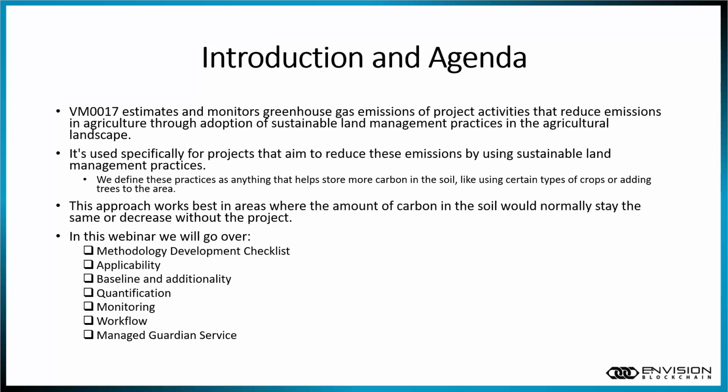We define these practices as anything that helps store more carbon in the soil, like using certain types of crops or adding trees to the area. This approach works best in areas where the amount of carbon in the soil would normally stay the same or decrease without the project. So in this webinar, we already went through the methodology development checklist, and now we're going to look at applicability, baseline and additionality, quantification, monitoring, workflow, and managed Guardian service.